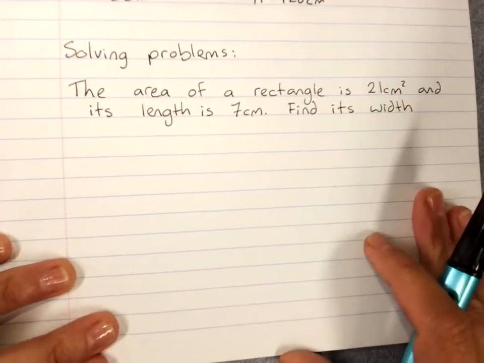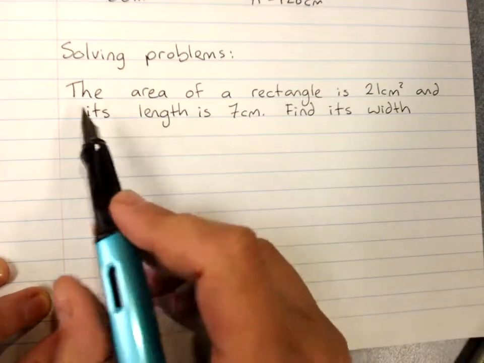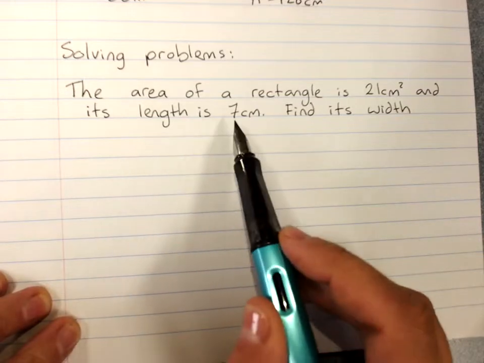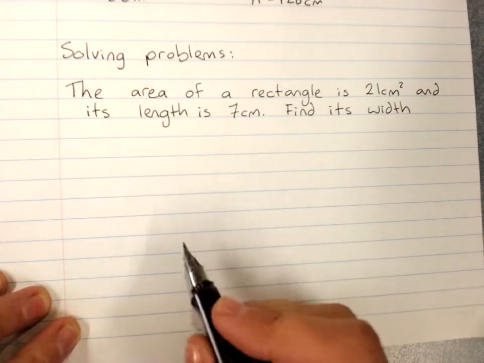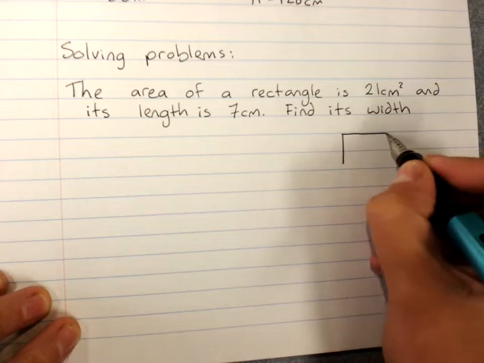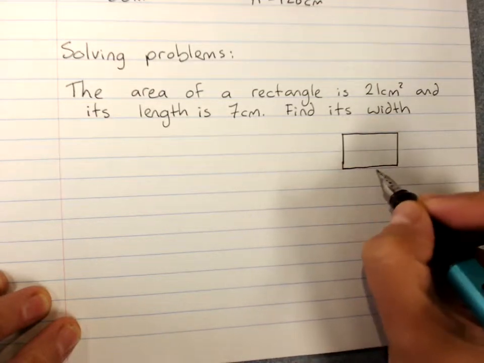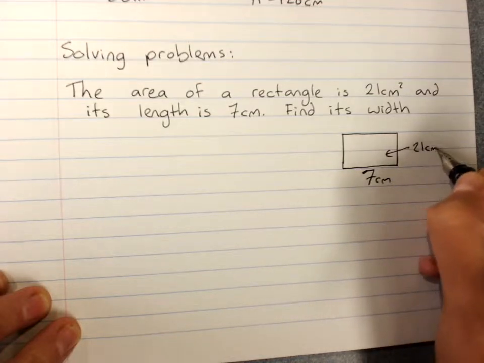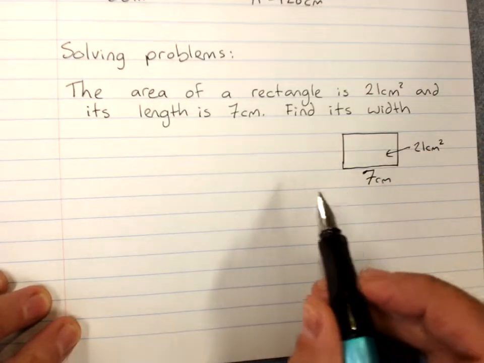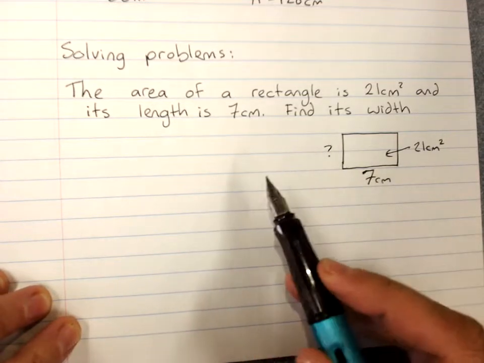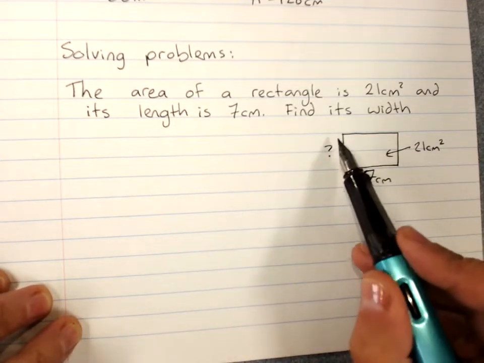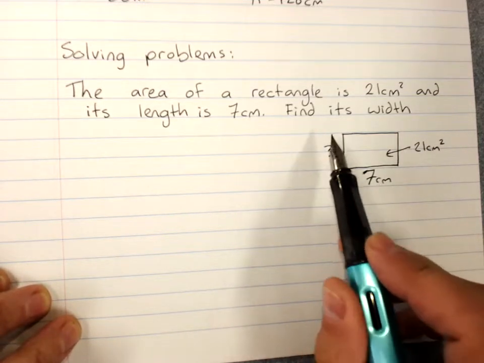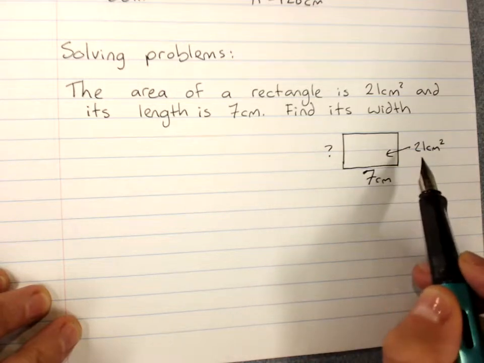You might have some problems to solve. This one's a tricky one where they say the area of a rectangle is 21 centimeters squared and its length is 7 centimeters. Find its width. Now if you're ever confused, you can always draw a little diagram. The length is 7 centimeters and the area is 21 centimeters squared. And we'd like to know the width. Obviously they're saying what times 7 gives me 21. And you can see that that's going to be 3 centimeters because 3 times 7 is 21.